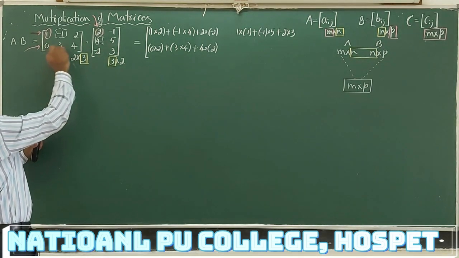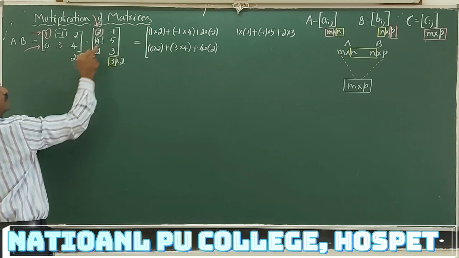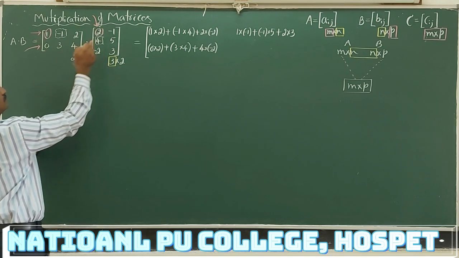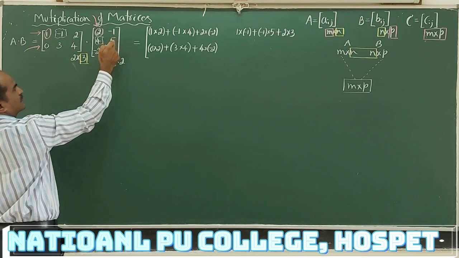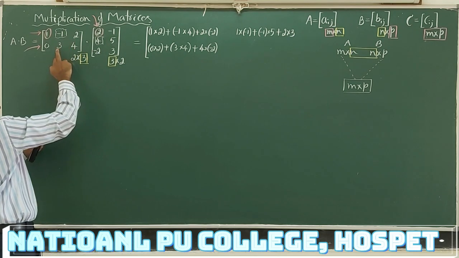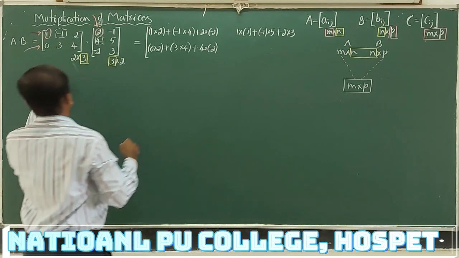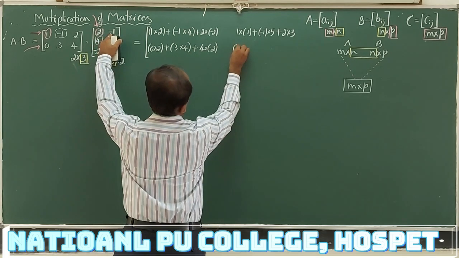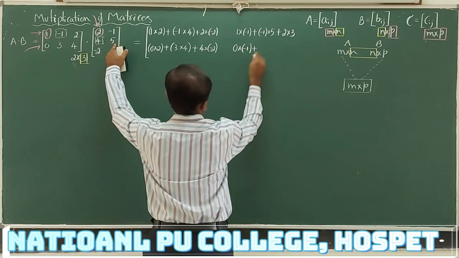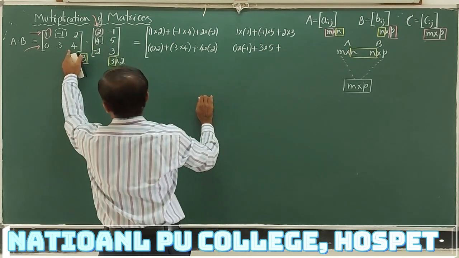Now take second row elements, second column elements. Second row, second column. Here elements 0, 3, 4. In the second column, minus 1, 5, 3. Make a pair of elements now. 0, minus 1, 3, 5, 4, 3. Right here. 0 into minus 1 plus 3 into 5 plus 4 into 3.